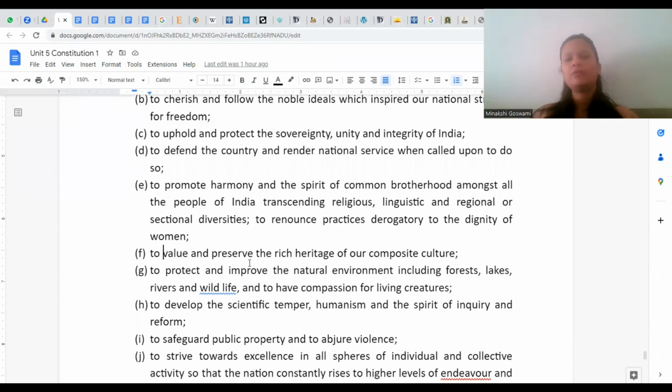We have a duty to value and preserve the rich heritage of our composite culture. It's a duty on us, and the state also has a responsibility to provide whatever support is needed in preserving culture. We saw one right also, the cultural and educational rights of minorities. If some communities are not able to do that, the government also has a responsibility to support. In the same way, people also have a responsibility to preserve it.